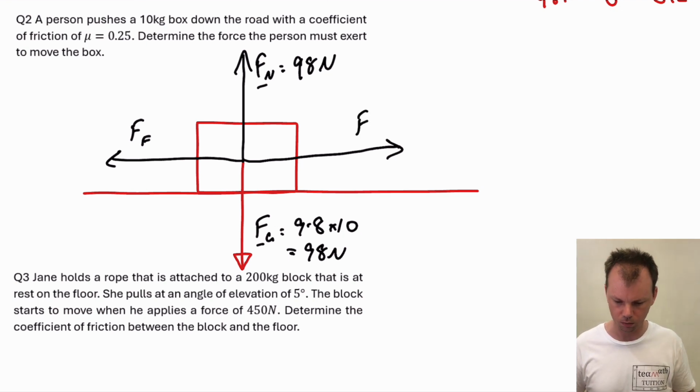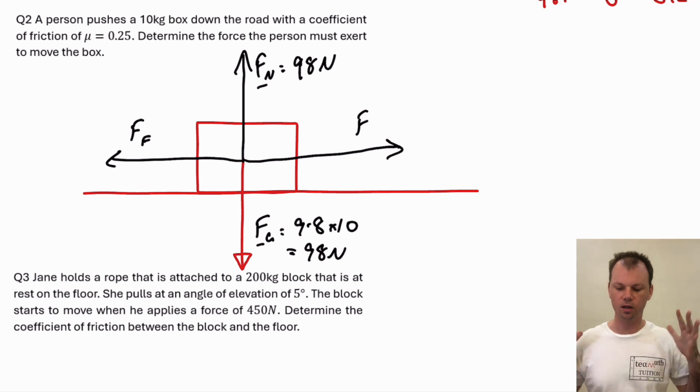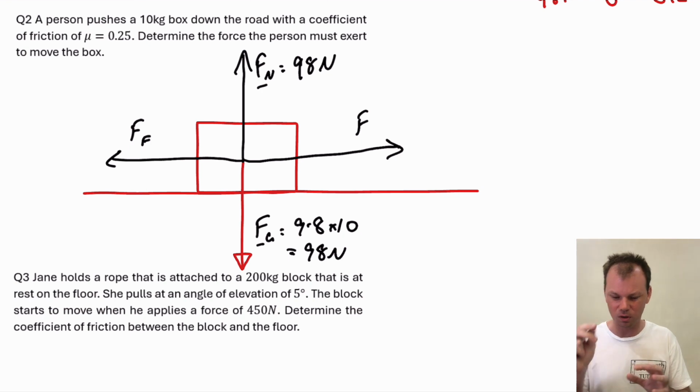So what are we looking at? Determine the force the person must exert to move the box. So they've got to push harder and harder and harder until they overcome the frictional force. So we need to work out what the frictional force is. When we work out that, that's how hard they're going to need to push it, plus a tiny bit more to be able to move that box.